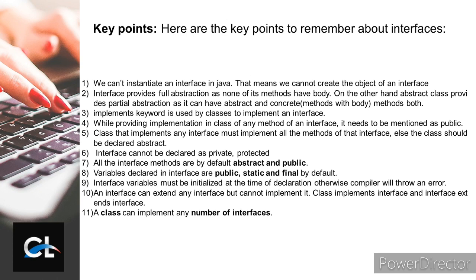Interface variables must be initialized at the time of declaration, otherwise the compiler will throw an error. As an example, we can say interface ABC, with brackets open. If I write int x, and I want to use this data member from another class, we cannot. That means if we give the value from another part, it will show an error. So we have to initialize it at the time of declaration only.